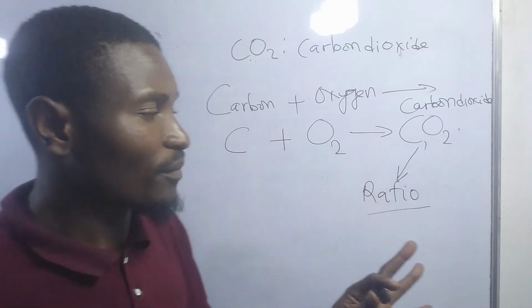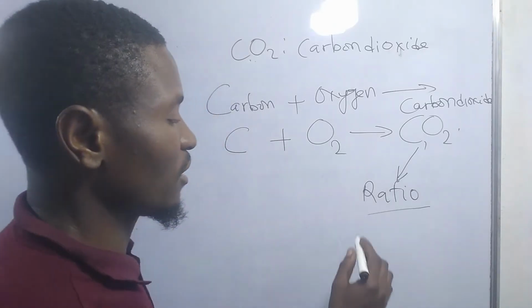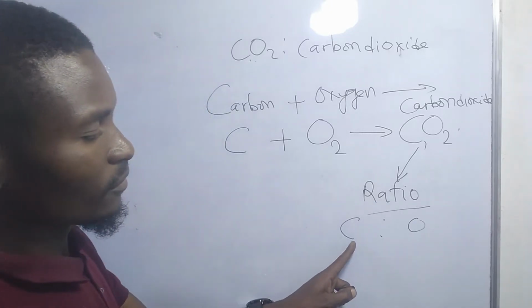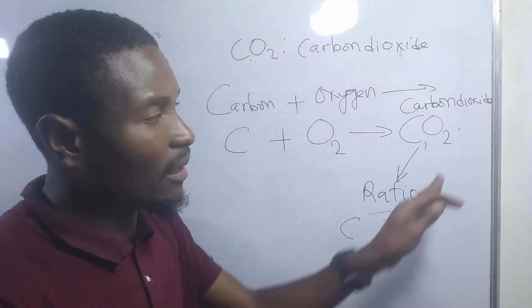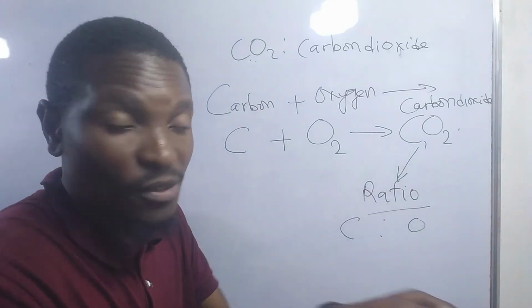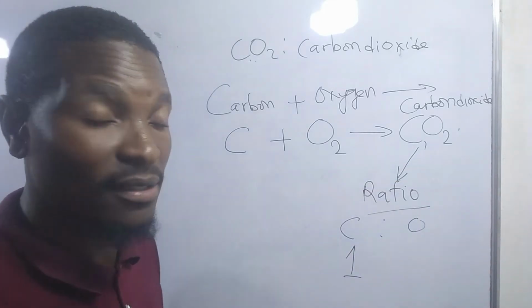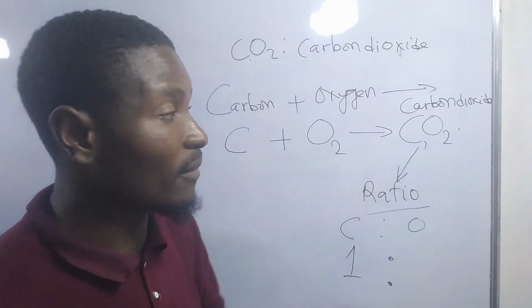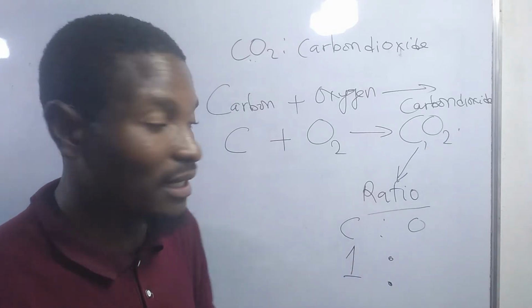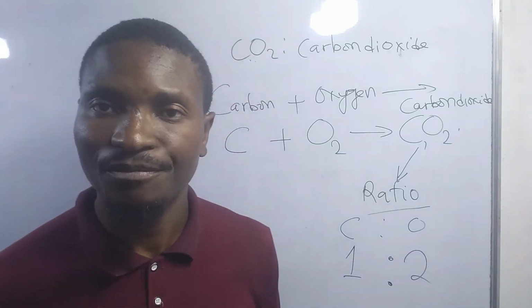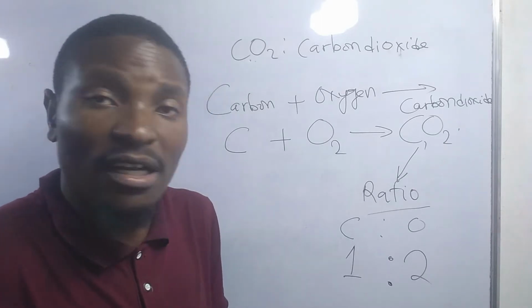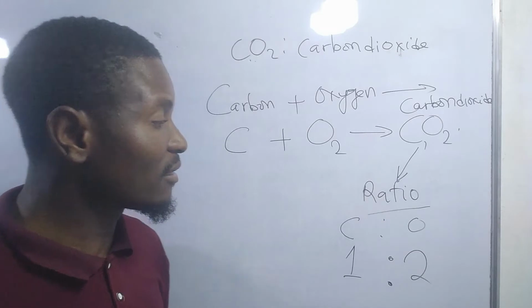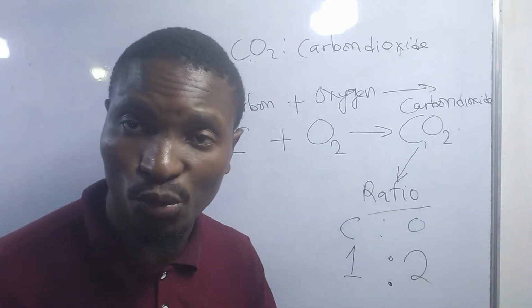When you look at the ratio of combination, we have the carbon to oxygen. Since the carbon doesn't have any number in its chemical formula, you just write 1. The oxygen does have a number, 2, as a subscript, and we write that. This is the ratio of combination. Our elements were combined in the ratio of 1 to 2.